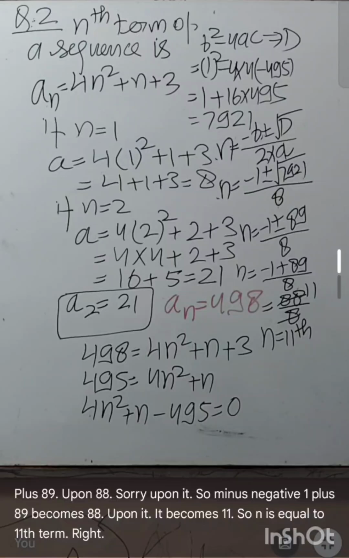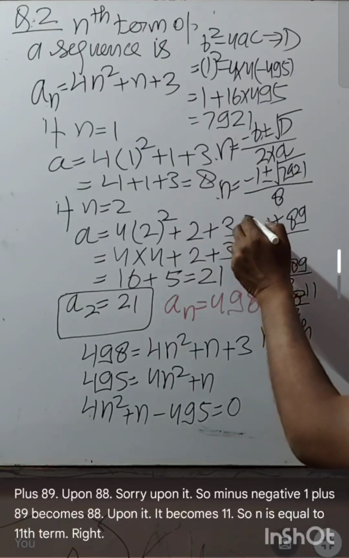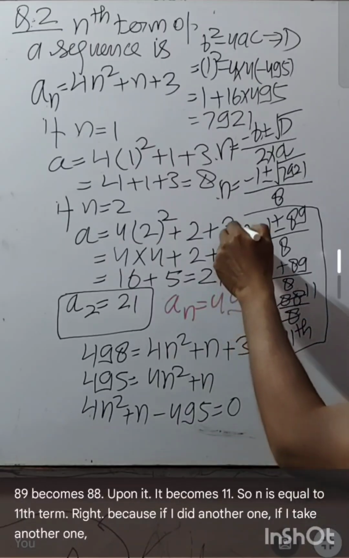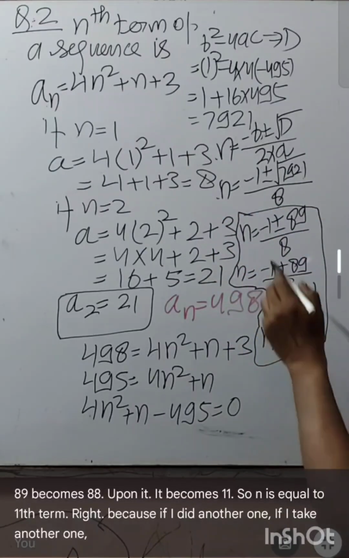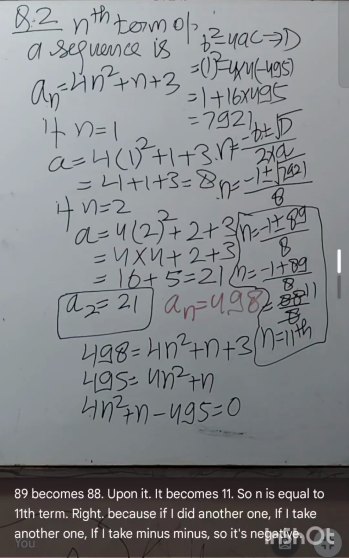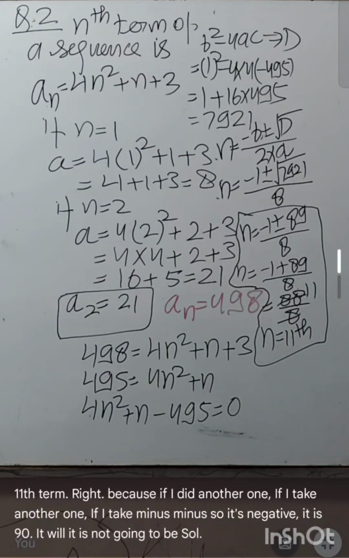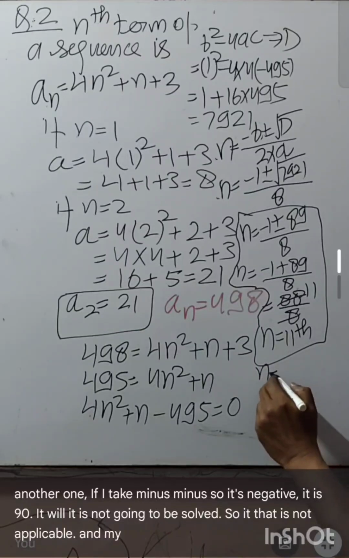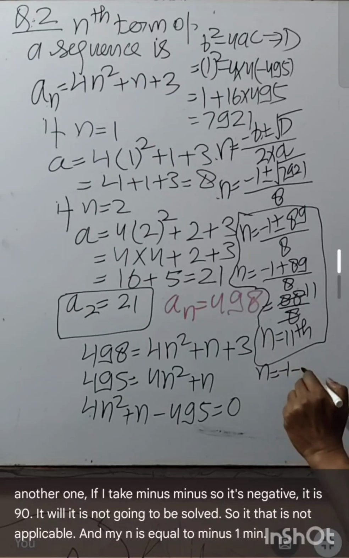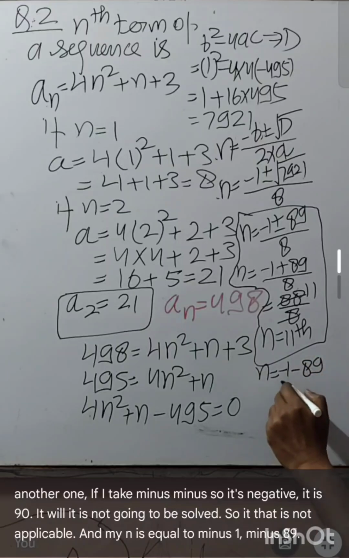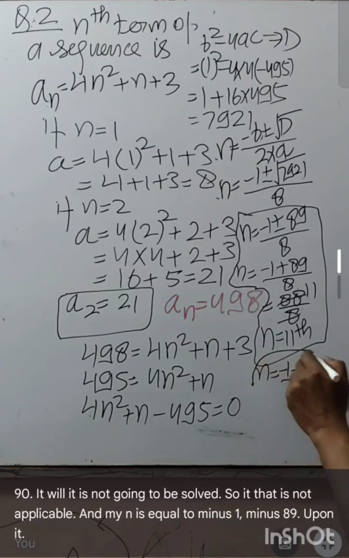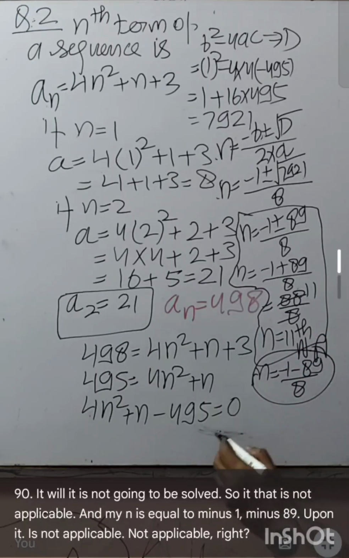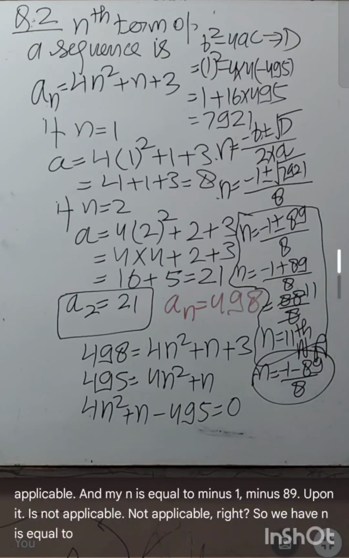Right? Because if I take another one, minus minus, so it's negative, it is 90, it is not going to be solved. So that is not applicable. N is equal to minus 1 minus 89 upon 8 is not applicable. Right? So we have n is equal to 11.